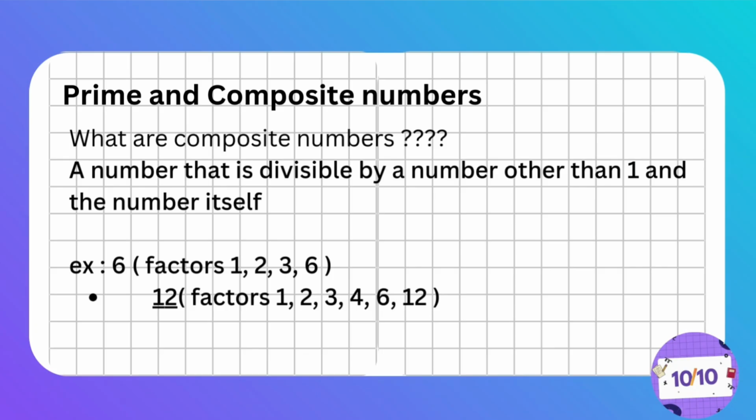Similarly, 12 is also a composite number because it has 1, 2, 3, 4, 6, and 12. If it had only 1 and 12, we could say it is a prime number, but it has so many other factors. So we can't say that.